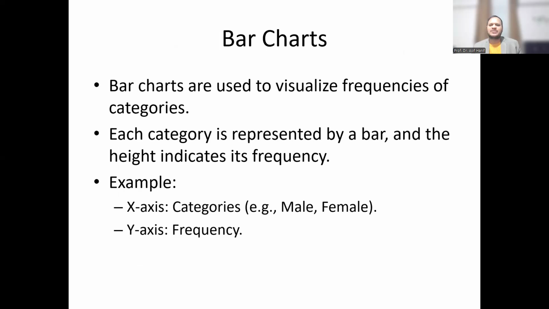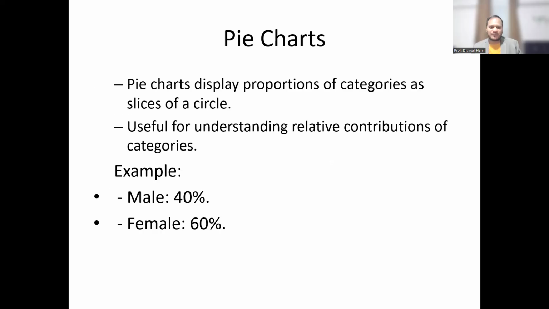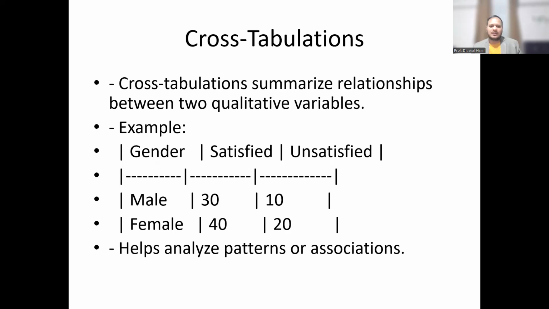Bar charts are used to visualize the frequency of categories. Each category is presented as a bar and the height indicates its frequency. Definitely you have already learned this; it is very basic. On the x-axis there are categories and on the y-axis there are frequencies. Like the similar example, you can convert them into percentages, and pie charts and bar charts are useful solutions to display this kind of data.